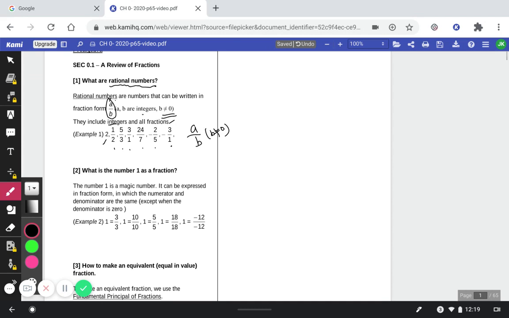Now, what is the number 1 as a fraction? Number 1 is like a magic number. It can be expressed in fractional form in which the numerator and denominator are the same, except when the denominator is 0. So 1 can be expressed as 3/3. See, numerator and denominator the same. And 1 can be interchanged with 10/10, 5/5, 18/18, and -12/12. So 1 can be changed into a rational number as long as the numerator and denominator are the same, then it's acceptable.